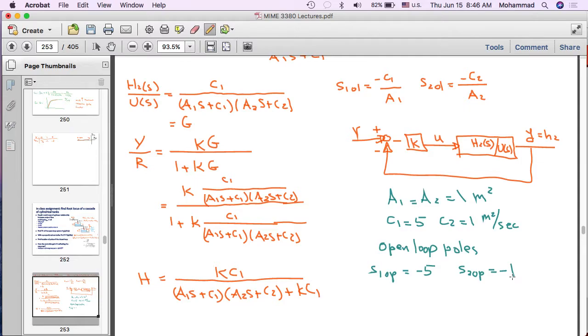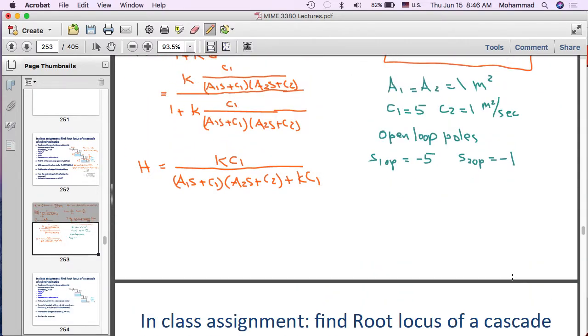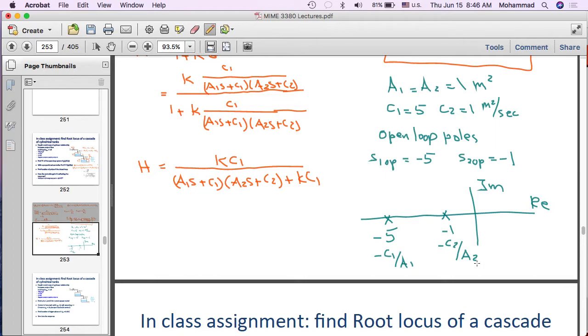So if you put this on the complex plane, real, imaginary, one of them is located here and the other one is located here. So negative 1, negative 5. Okay, where did negative 5 come from? It came from minus C1 over A1, and this came from minus C2 over A2.